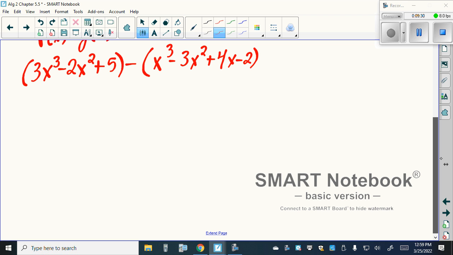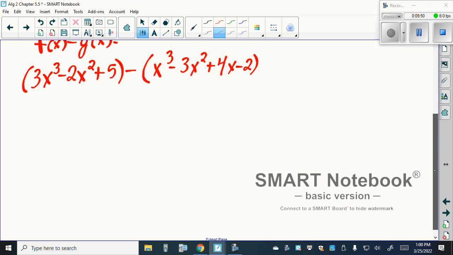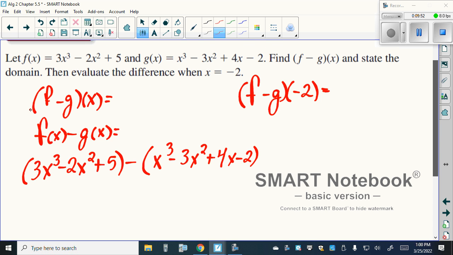Any questions on this so far? Well, at this point here, if we wanted to, we could go on and just subtract and say 3x cubed minus x cubed is 2x cubed. And negative 2x squared minus negative 3x squared is going to give us x squared. And we can go on and do that. Or what we can do is simplify the second set of parentheses.